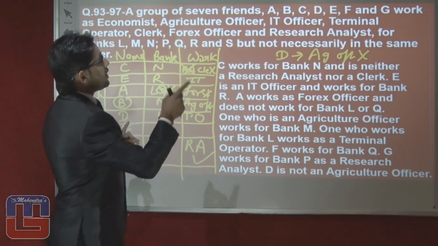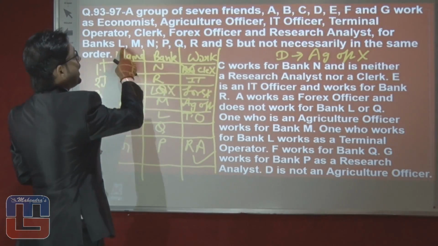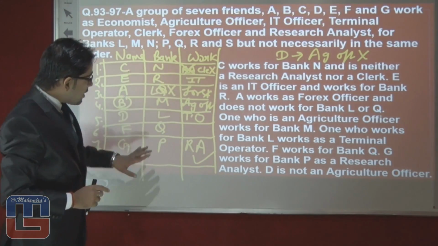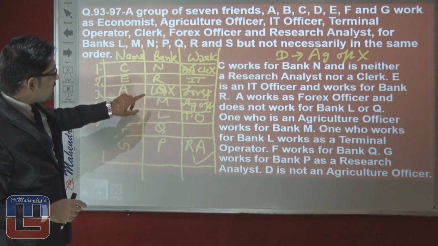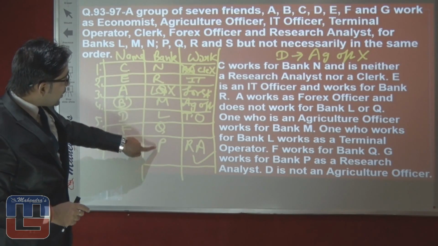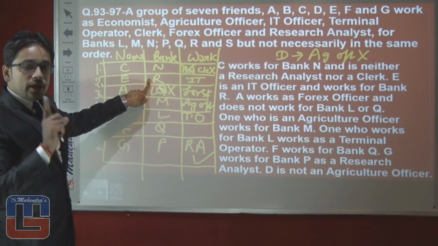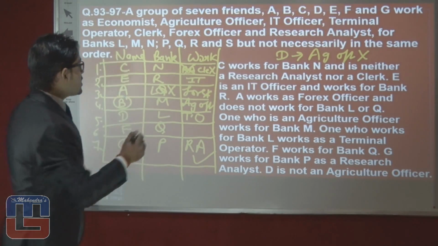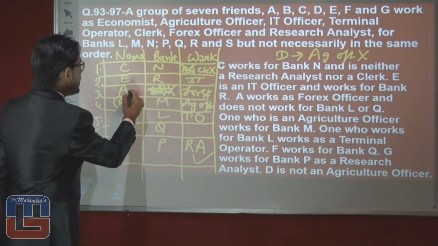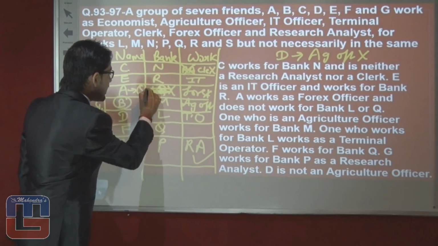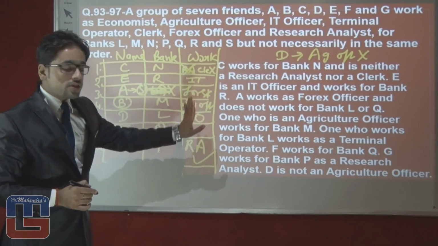That is, we can say here, the banks are L, M, N, P, Q, R, S. We have already written L. We have already written M, N, P, Q, R. Only 1 place is skipped, that is S. So we can say that A works for bank S as a forex officer.